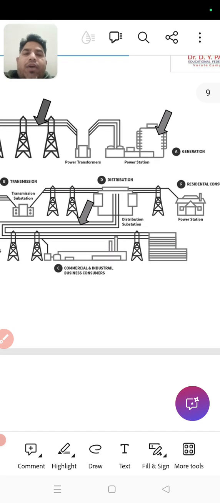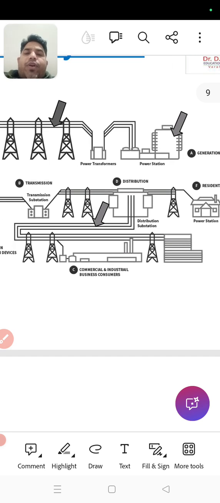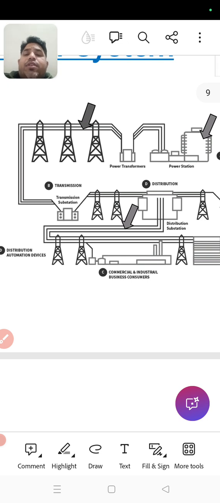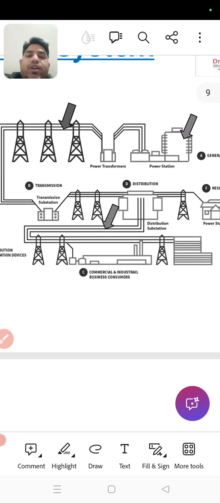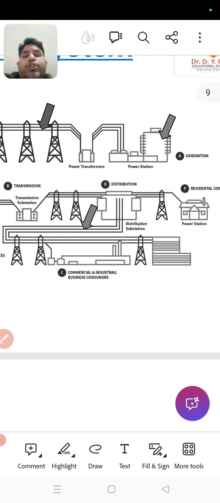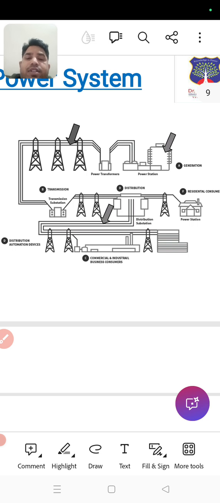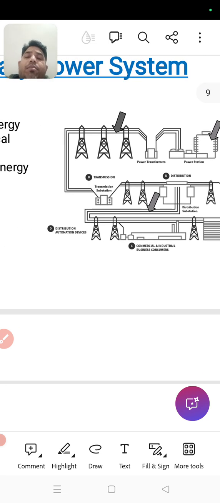There is a generation power station, from where the power is generated. There is a power transformer; you know the transformer can be used for step up and step down, to transfer AC to AC supply. Then it comes to the transmission line. Through the transmission line, the transmission substation is also there. Distribution, we distribute that supply towards our home appliances, and at the end we get commercial, industrial, business and home appliances, where the power comes from.